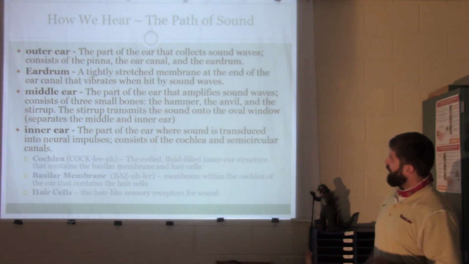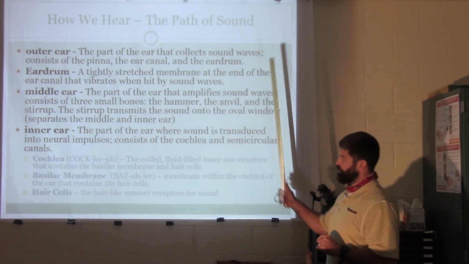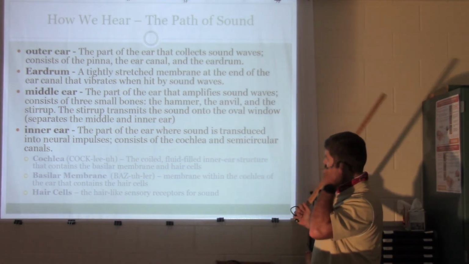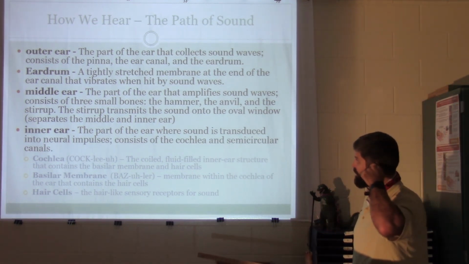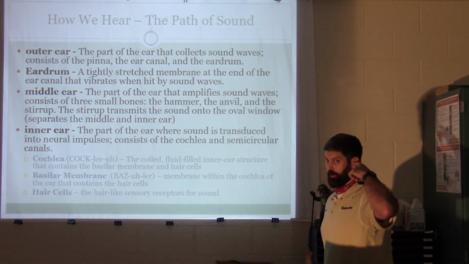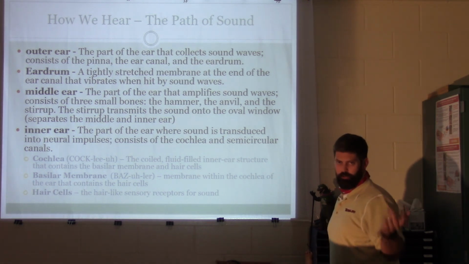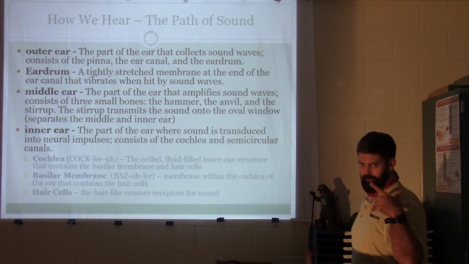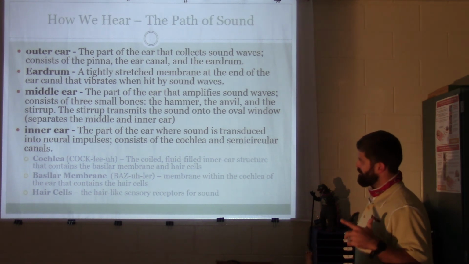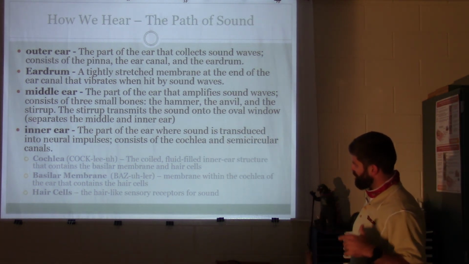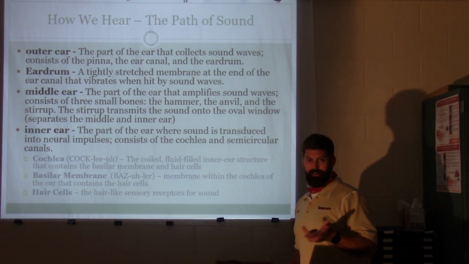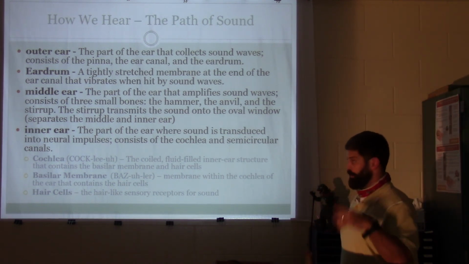All right. How we hear, the path of sound. So we have the outer ear. The part of the ear that collects sound waves consists of the pinna, which is that outer ear right here, the ear canal, which is the hole, and the eardrum. The first thing that the sound waves really hit as they enter the ear. It's a tightly stretched membrane at the end of the ear canal that vibrates when it's hit by sound waves. Then we have the middle ear.